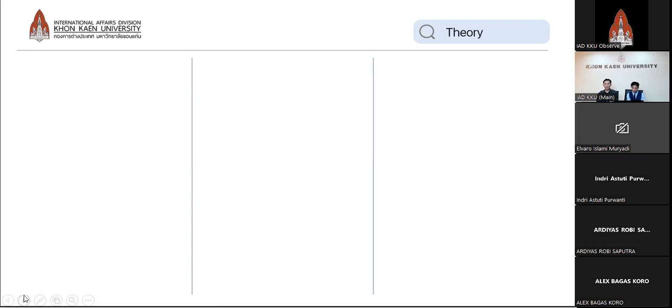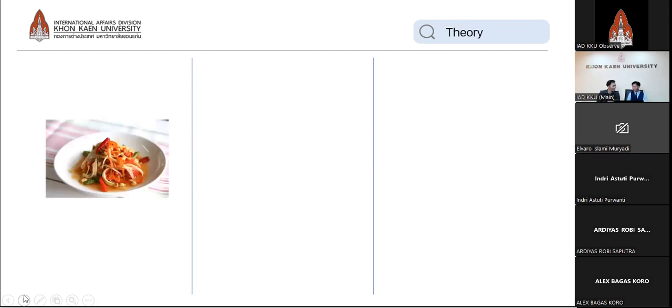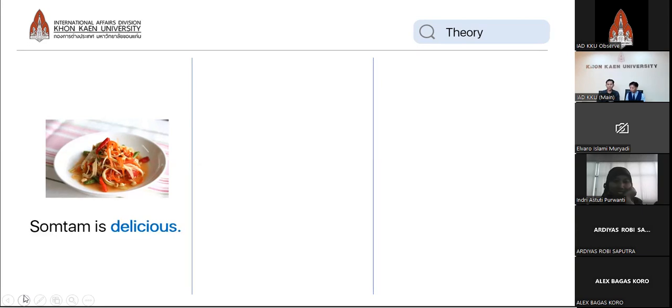So basically, let's understand how we use it. What is this one? Okay, what is somtam, yes, correct. So what do you think of somtam, everyone? Probably you have eaten papaya pok pok. What do you think about papaya pok pok? Is it aroy? Yes, delicious, right? So we say somtam is delicious. So the first function of an adjective is to describe the noun, somtam.